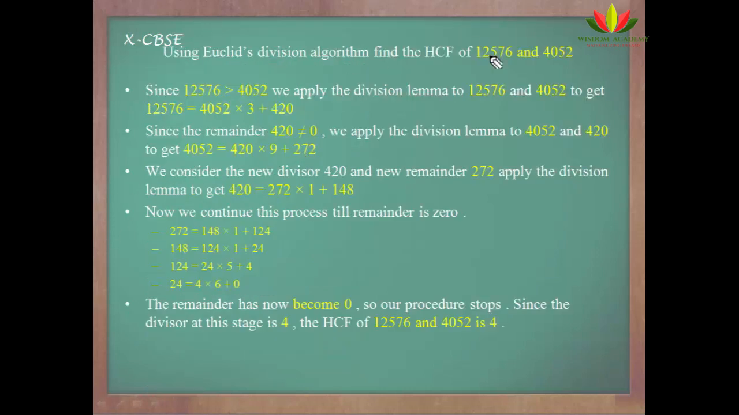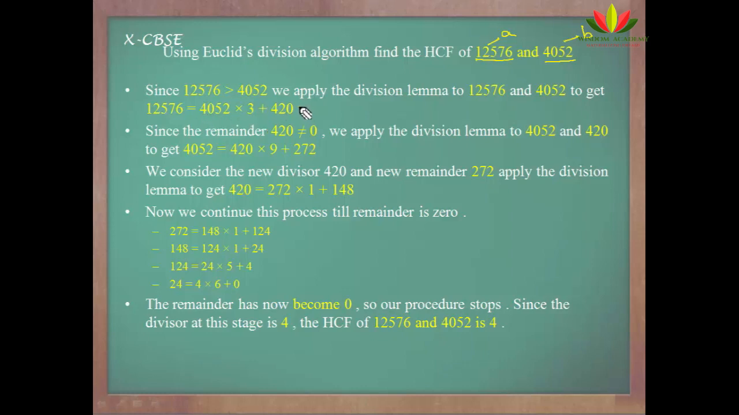So one more example is given, that is 12,576 and 4,052. So first, what is the greatest number? 12,576. So I will take this number as A and this number as B. So I will try to divide that. I will get it like this, that is 4,052 into 3 plus 420.